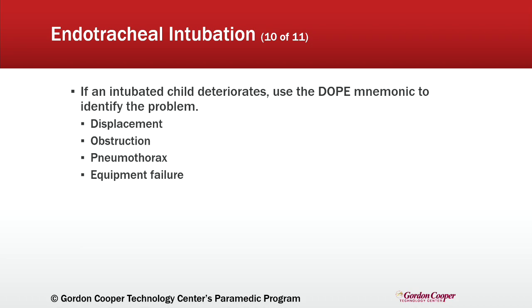Of course, if an intubated child deteriorates, use the DOPE mnemonic to identify the potential problem and institute the appropriate intervention. So if they start to go downhill, we want to check and see if the tube is displaced, maybe if it's obstructed, maybe there's a pneumothorax, or if we've got an equipment failure. That DOPE mnemonic helps us to remember the things that we need to look for if they begin to deteriorate even though they're intubated.